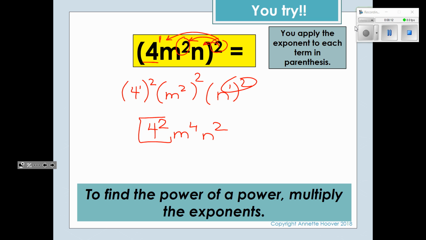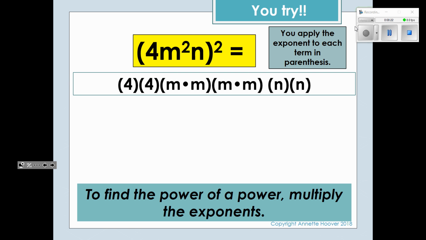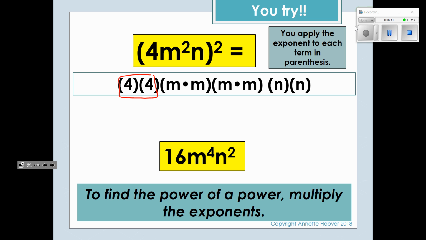Again, we can go ahead and evaluate this. And 4 squared is 16, so our final answer would be 16 m to the 4th n squared. I'm going to erase this because the PowerPoint's going to pull it up anyway. There's what we have. 16 m to the 4th n squared. So here was 4 squared. Here was m squared twice. And here was n raised to the 2nd power.